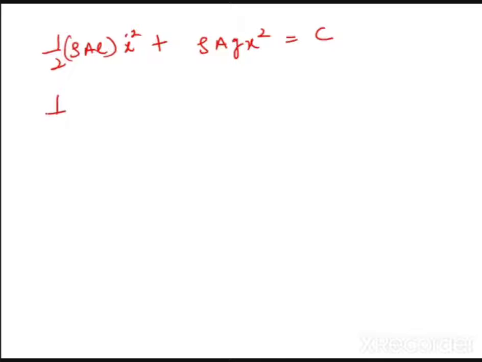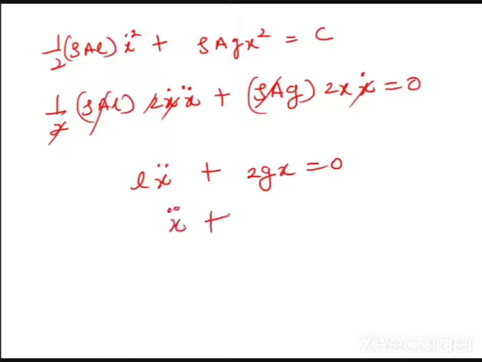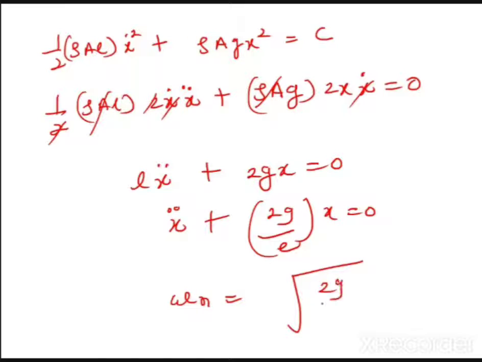So differentiate, how will you differentiate? 1 half rho A into L, this is constant, 2x dot into x double dot, plus rho A g constant into 2x into x dot is equal to 0. So 2 will get cancelled, x dot will get cancelled, and rho A will get cancelled. So the answer is L into x double dot plus 2 g x is equal to 0. So x double dot plus 2g upon L into x is equal to 0. Comparing with the standard equation, you are getting omega n is equal to square root of 2g upon L, that is radian per second.